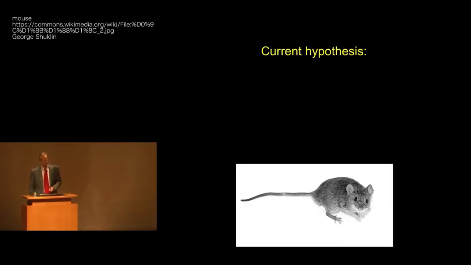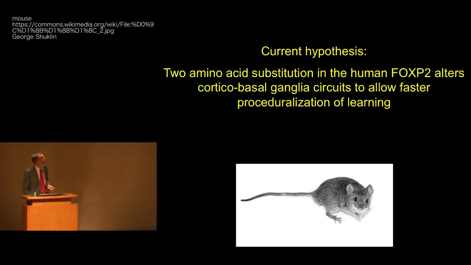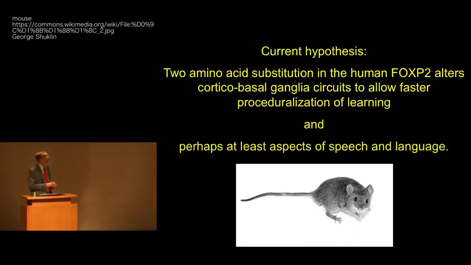So the current hypothesis then is that these 2 amino acid substitutions affect something in corticobasal ganglia circuits that allow faster automation of muscle movement. And it's tempting to speculate that the most sophisticated muscle coordination we do in life is actually articulation when we speak. We need millisecond control of our vocal cords, our tongue, our lips to produce articulate speech, and it's something very unique to present-day humans. So a hypothesis is that this has something to do particularly with production of speech.